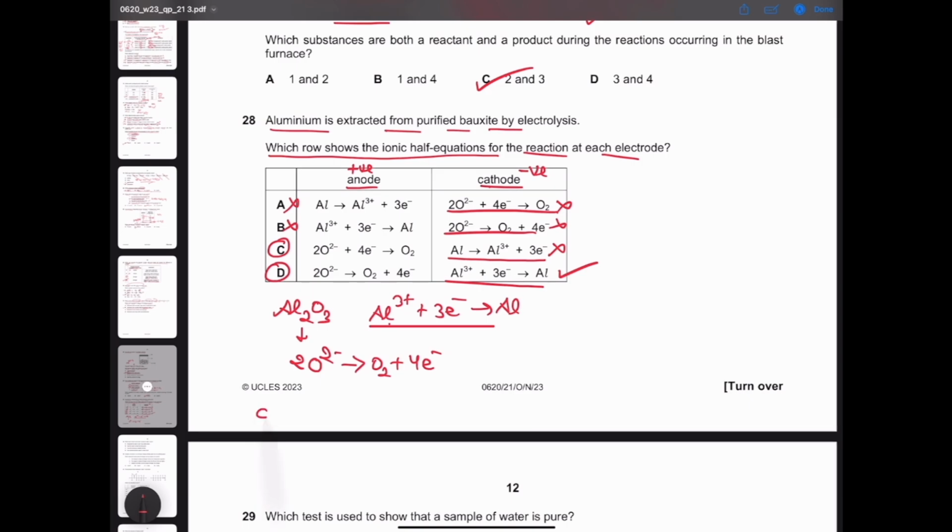Why? See, a single oxide ion has an excess of 2 electrons, right? Two oxide ions, a single oxide ion has negative 2. So two oxide ions will have negative 4 excess electrons, right? So in order to balance it out, you add 4 electrons there. So that is why option D is correct.